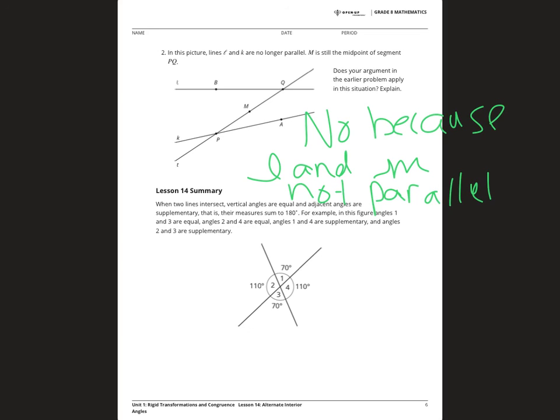Great job. Okay, remember, the big takeaway from today is that you have to have the lines be parallel in order to do alternate exterior and alternate interior angles. Okay? When you read through the lesson summary, I want you to make sure that you highlight specific things. Like they talk about, oops, I didn't have my highlighting tool on. They talk about supplementary, okay? And they talk about vertical. So supplementary and vertical.